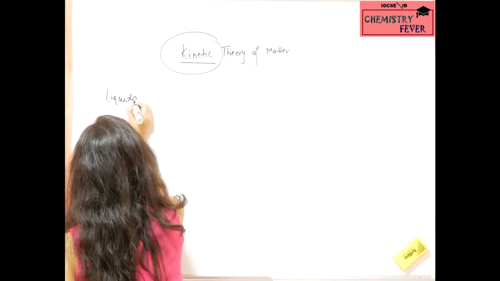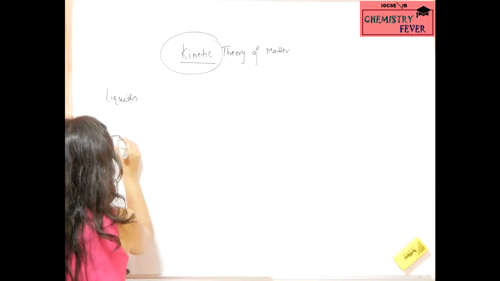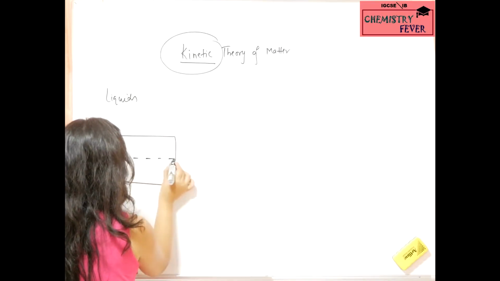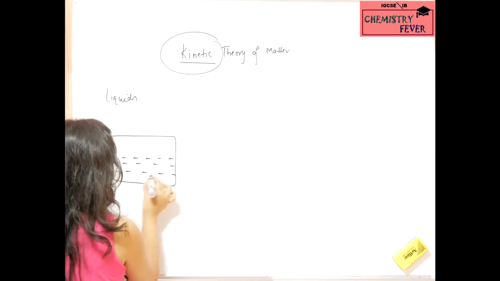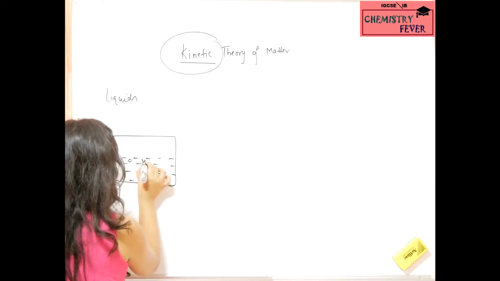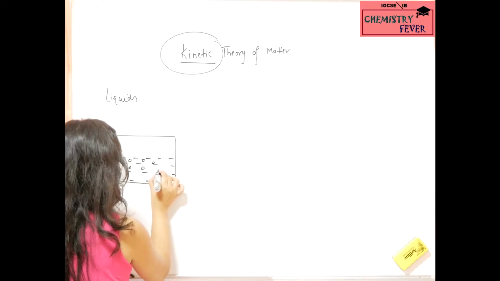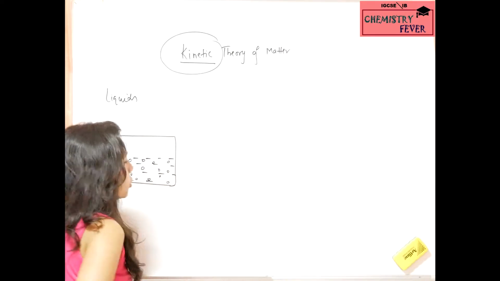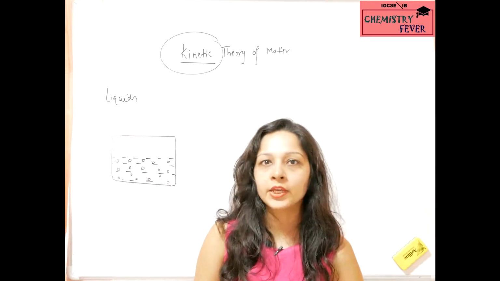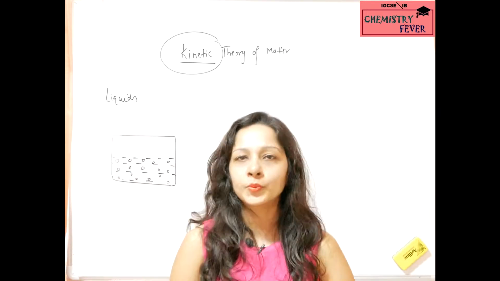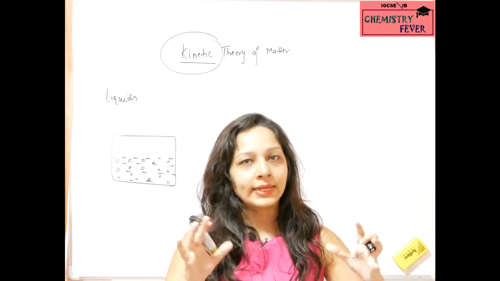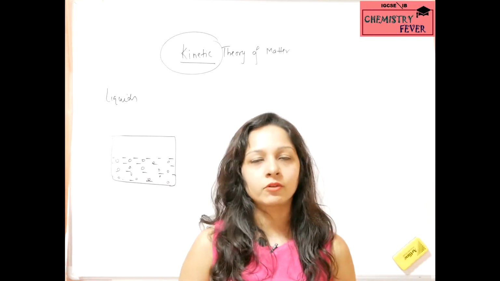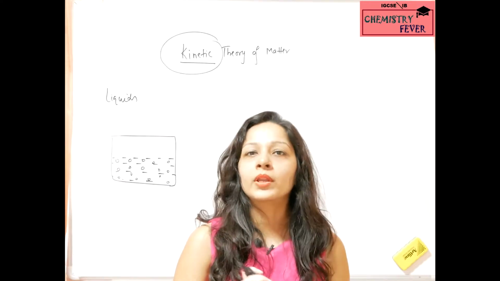Liquids. If I say this is my container, half filled with liquid, the particles are here, here, here, here, here, here, here, here. Is there any arrangement that you can see here? No, no arrangement, right? Particles are slightly away, not very far, slightly away as compared to solids. There is a space between particles.